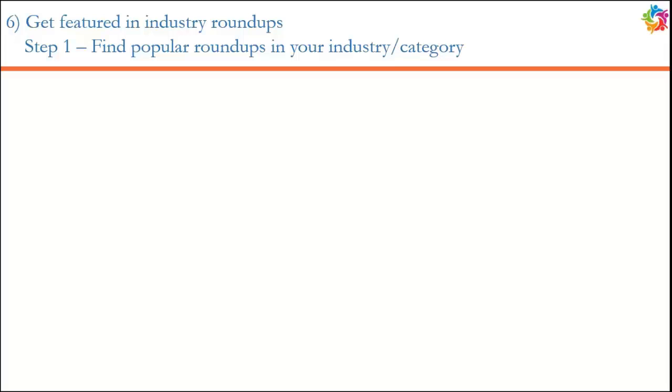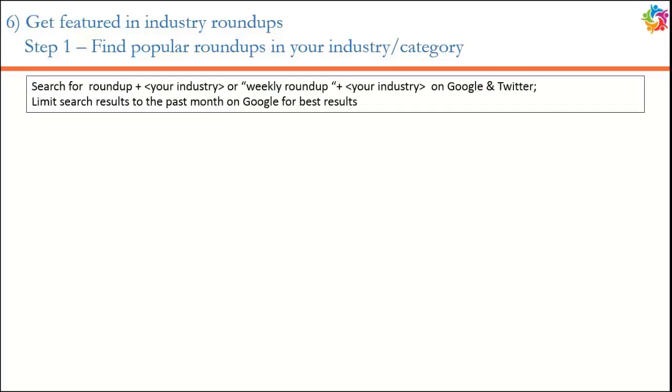How do you find it, right? So you do a Google search for what I've put there, roundup plus your industry. So if let's say you want to search for content marketing roundup, you just put content marketing roundup, search on Google, search on Twitter, right? Limit the search results only to the recent, maybe a couple of months or 1 month. So you'll get only the recent active roundups that are happening.